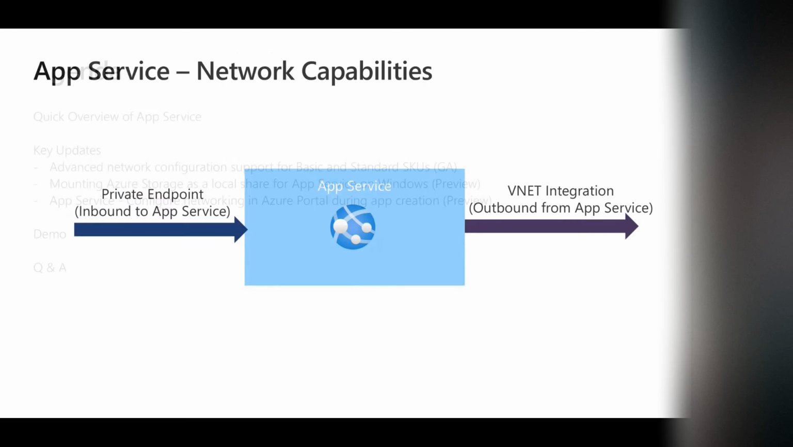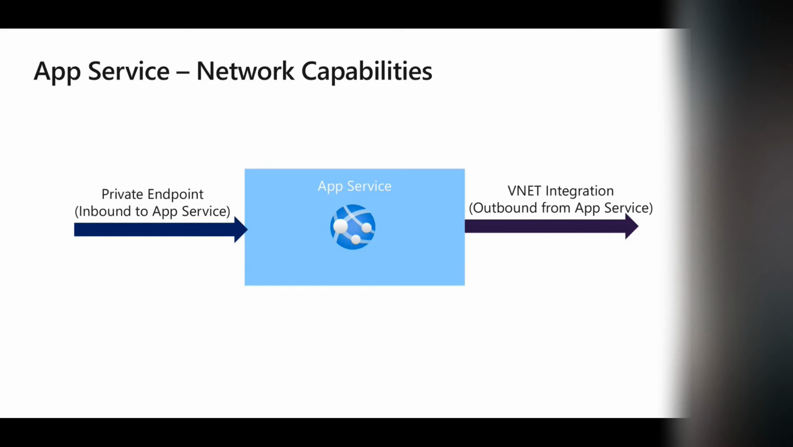The area that we're going to be focusing on with two of these updates is around the networking capabilities. So first of all, understand what the two key things are with app service. When we talk about its networking capabilities, what that means is the ability to access it over a private endpoint, or app service's ability to access resources inside a VNet. These are two different features.